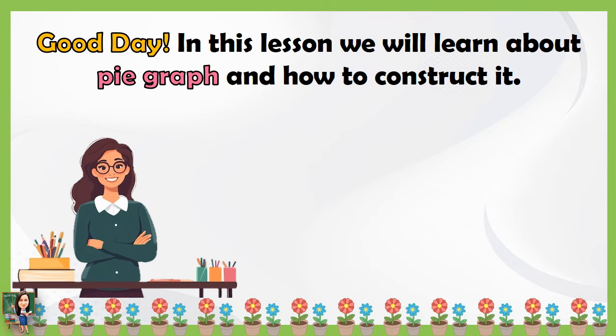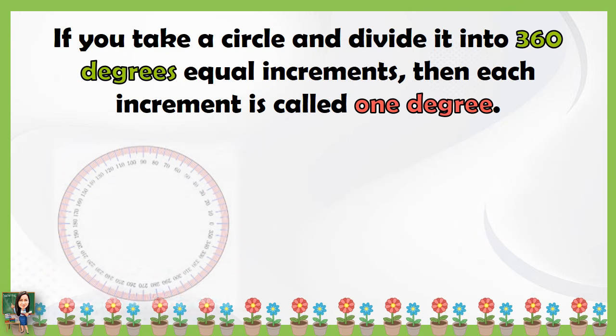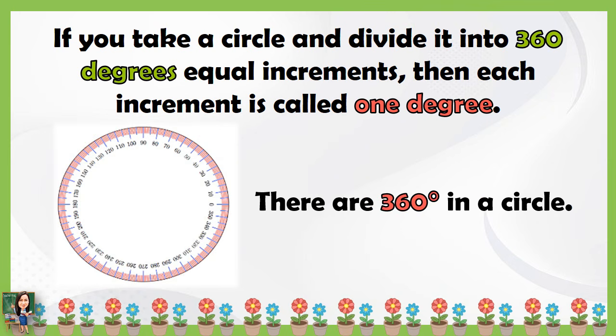Good day! In this lesson, we will learn about the pie graph and how to construct it. Before we turn our attention to the pie graph, we need to establish some fundamentals regarding measurement of angles. If you take a circle and divide it into 360 equal increments, then each increment is called 1 degree. There are 360 degrees in a circle.